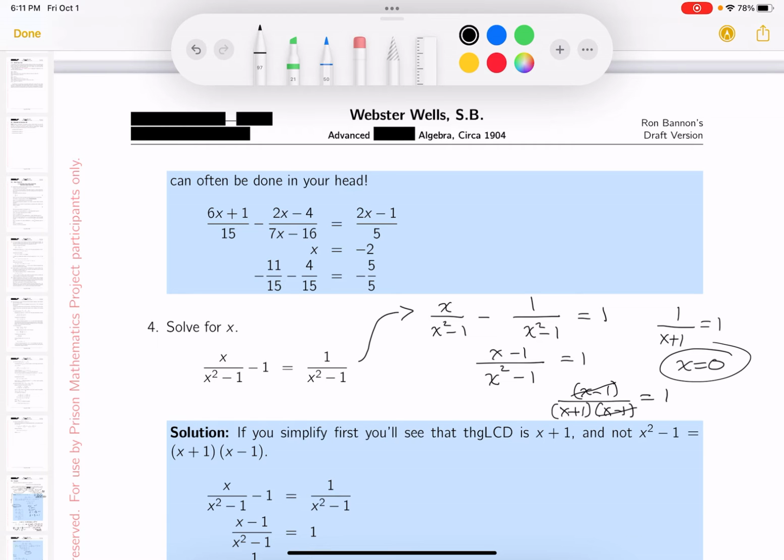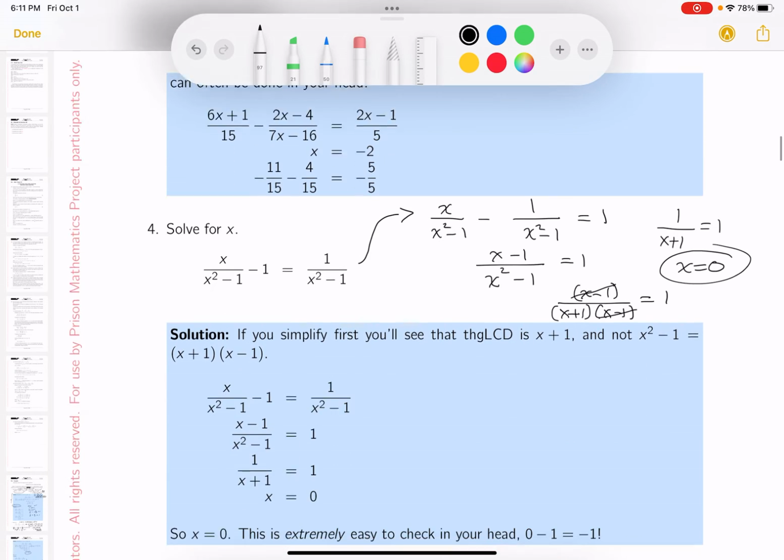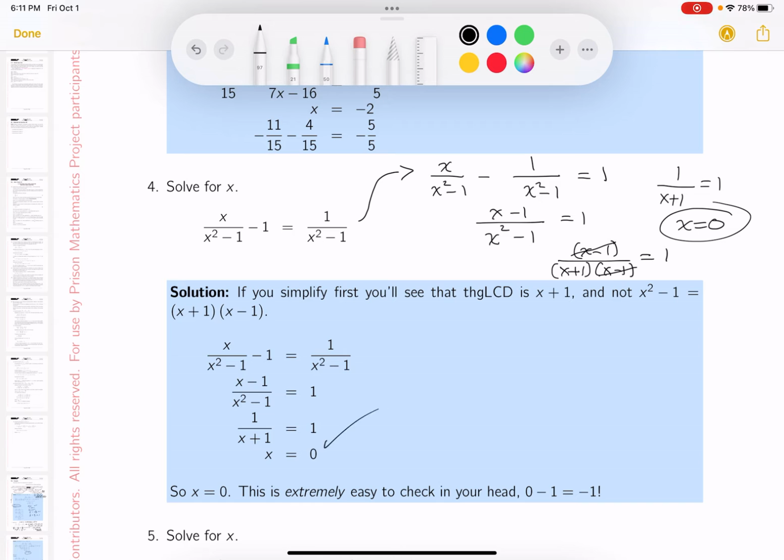That certainly can be checked in the original problem, by the way. All right, so I'm going to say over here, that's the way they did it. They did that and they checked it. I'm going to do it another way, though. And the other way I'm going to do it is the way that most algebra students would do it nowadays.